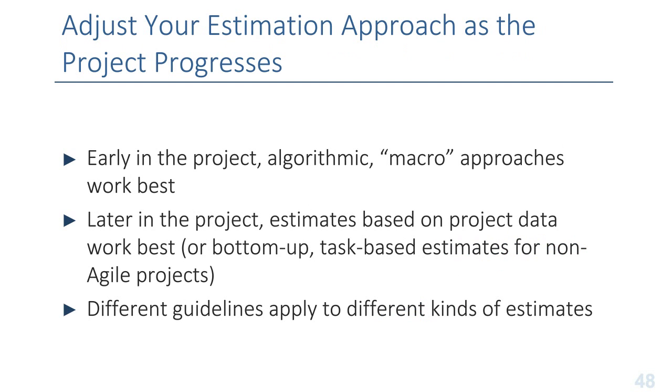And so what we found is that early in the project, algorithmic or macro approaches tend to work best. If we are doing Agile projects, particularly Scrum, then later in the project, estimates based on project data, i.e. velocity, can work best. Or if we're doing a non-Agile project, then bottom-up task-based estimates can work well too, but those are not done on a 6-month or 12-month planning horizon. Those are done on something more like a 30-day planning horizon, so that the level of detail is not so overwhelming. And depending on what kind of project we're on, how big the project is, what flavor of Agile or non-Agile it is, we're going to have different guidelines that apply to those different kinds of projects.